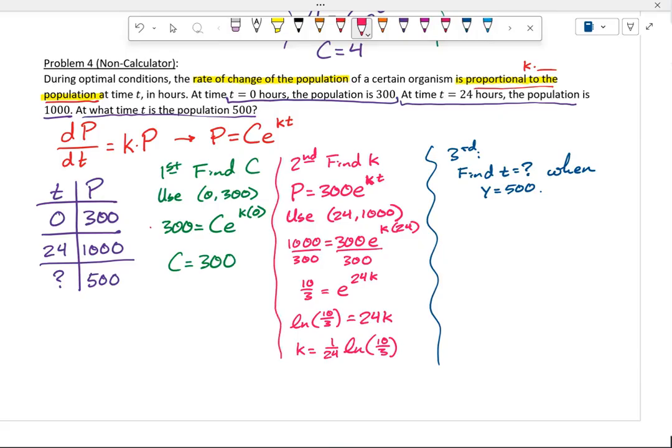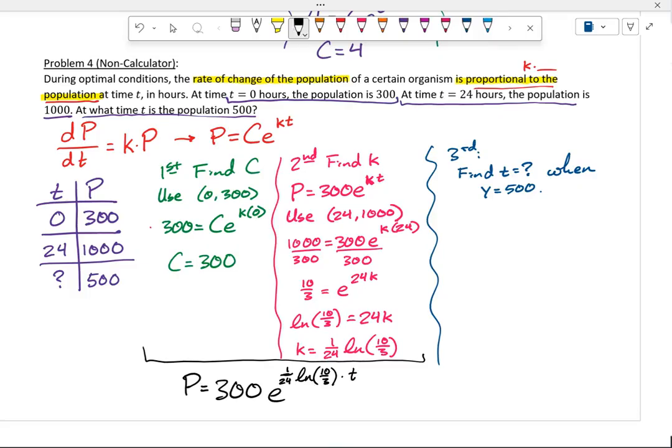So we now, from these two, we now have our particular solution. We know that P equals 300 e, and now I have this crazy looking k, but that's okay. I'll just put it all in there: ln of 10/3 times t. All right, we are going to use that now to find our t when y equals 500. So go ahead and use that. Hopefully you've left yourself some space to do so. I'm going to give myself some more space.